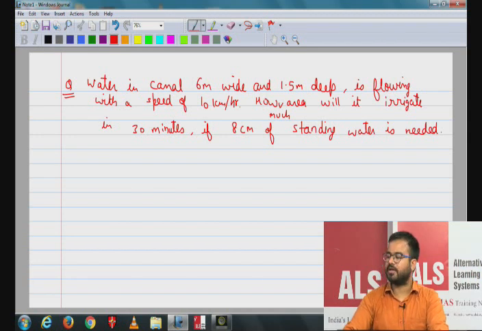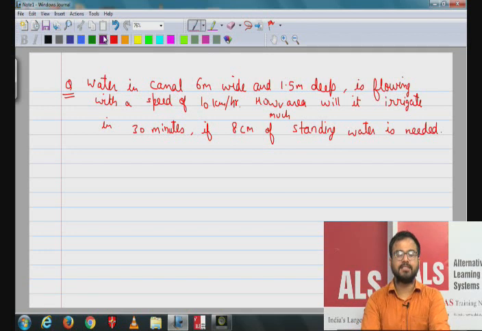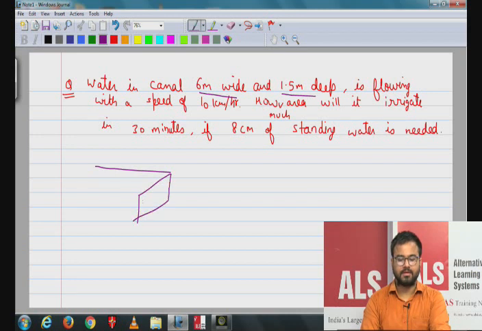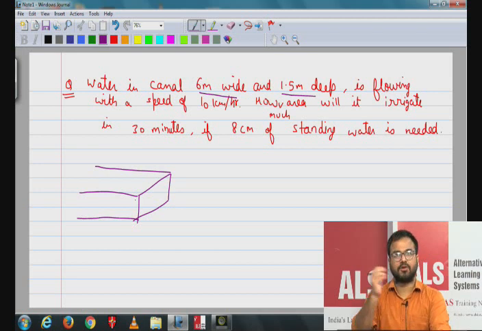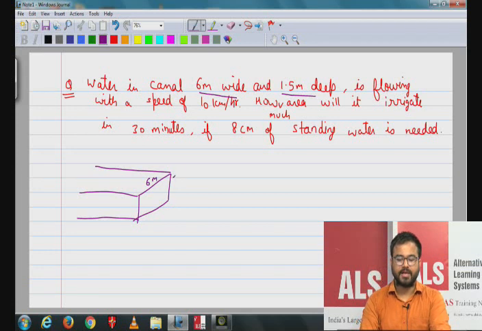A little problem, this one. Okay, let me explain this question. It's a different one. Basically, it says there is a canal. The canal is in the shape of a cuboid, 6 meter wide and 1.5 meter deep. So you can understand it like this. This is the canal, and these are the dimensions of the canal. The dimension of the canal means the cross-sectional view, the facing. So it is like this. This is 6 meter and the height is 1.5 meter. And water is coming out of this canal like this. Water is coming from this cross-section.